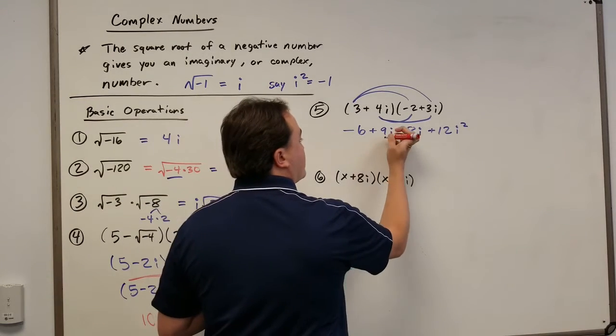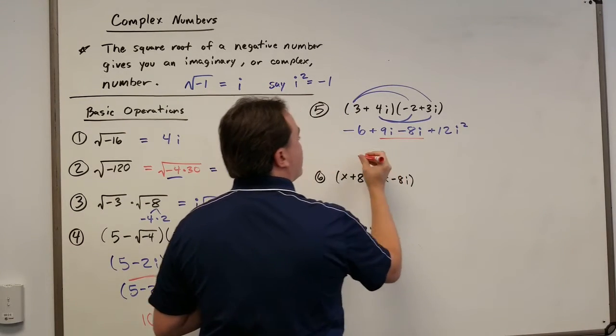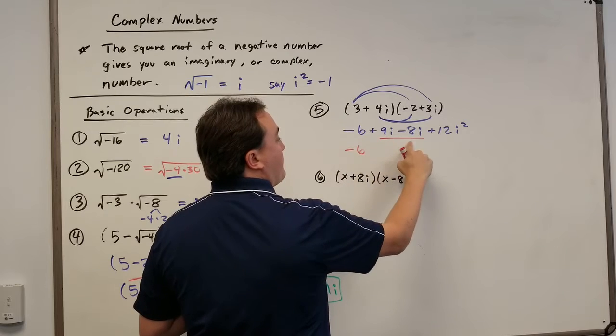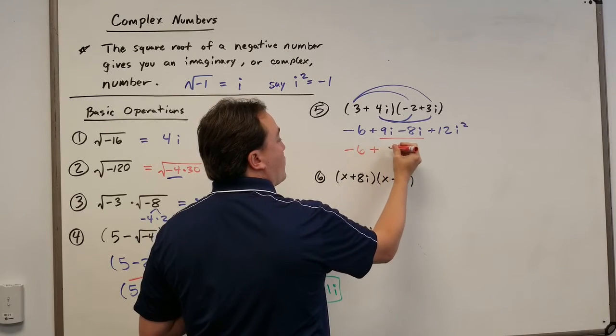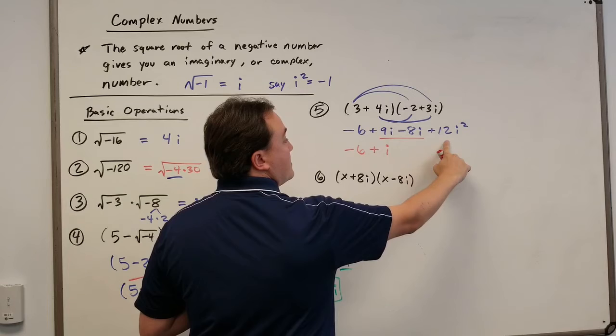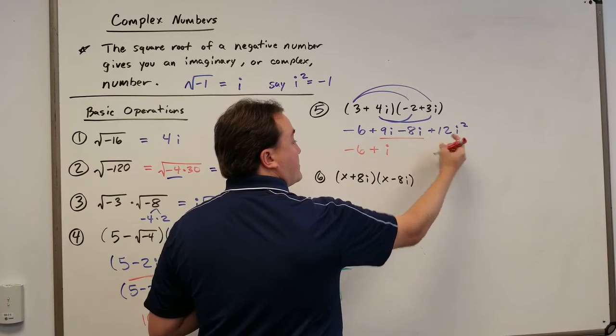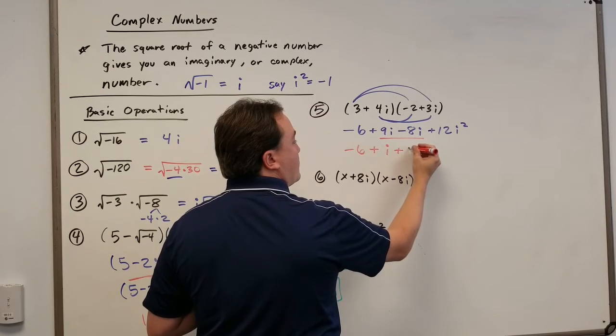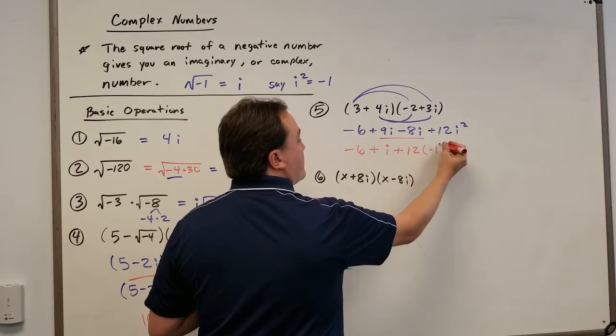We can combine these. We get negative 6. 9 minus 8 is 1, so plus 1i, or just i. Now we have 12 times negative 1. I'll write this out this time. Plus 12 times negative 1.